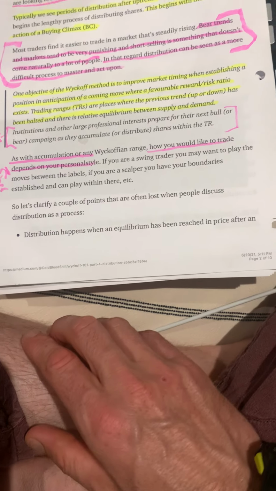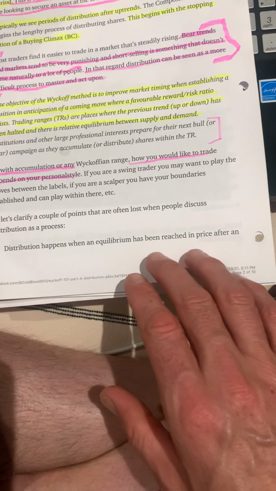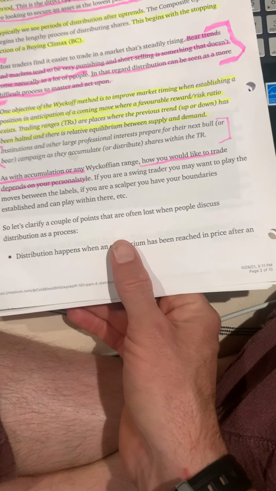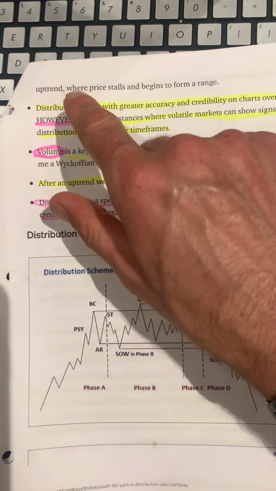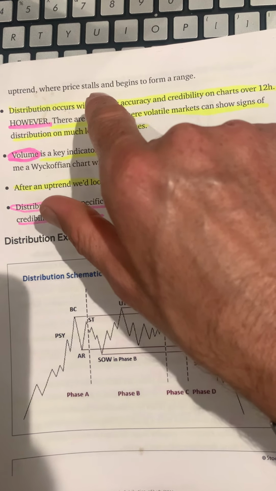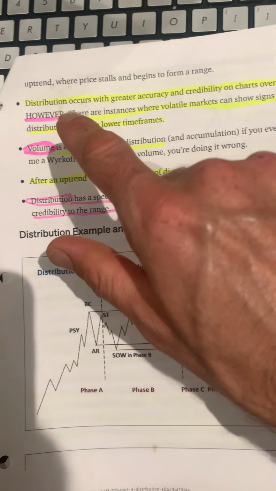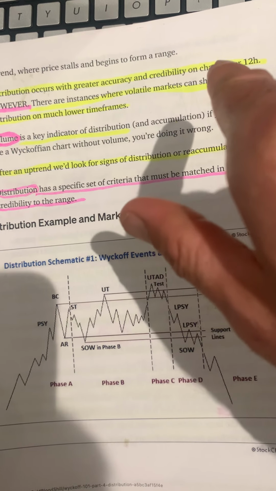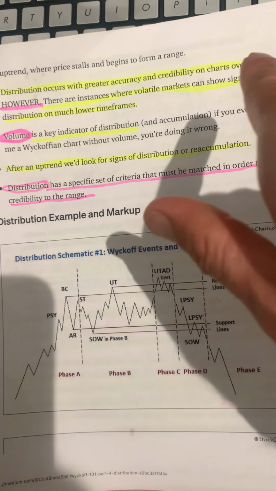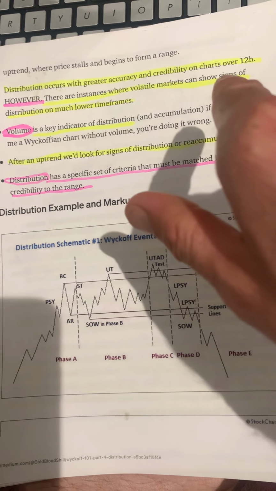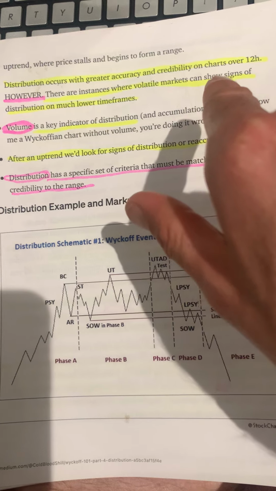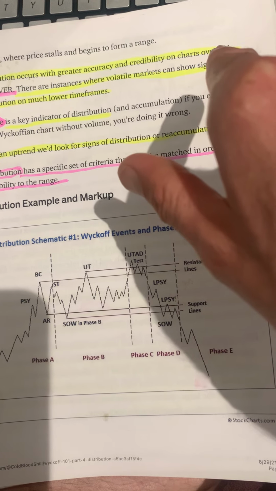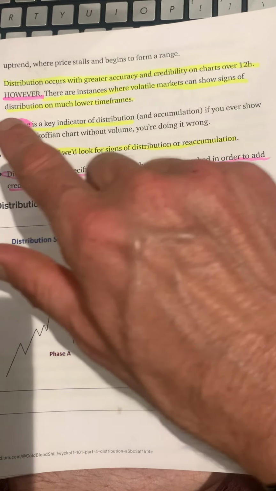This is so important. Distribution happens when an equilibrium phase is reached in price after an uptrend, where price stalls and begins to form a range. Distribution occurs with greater accuracy and credibility on charts over 12 hours in length of a period. That's really important because you can get sucked up in a 1 hour chart, and that's like nothing compared to what the bigger picture is.